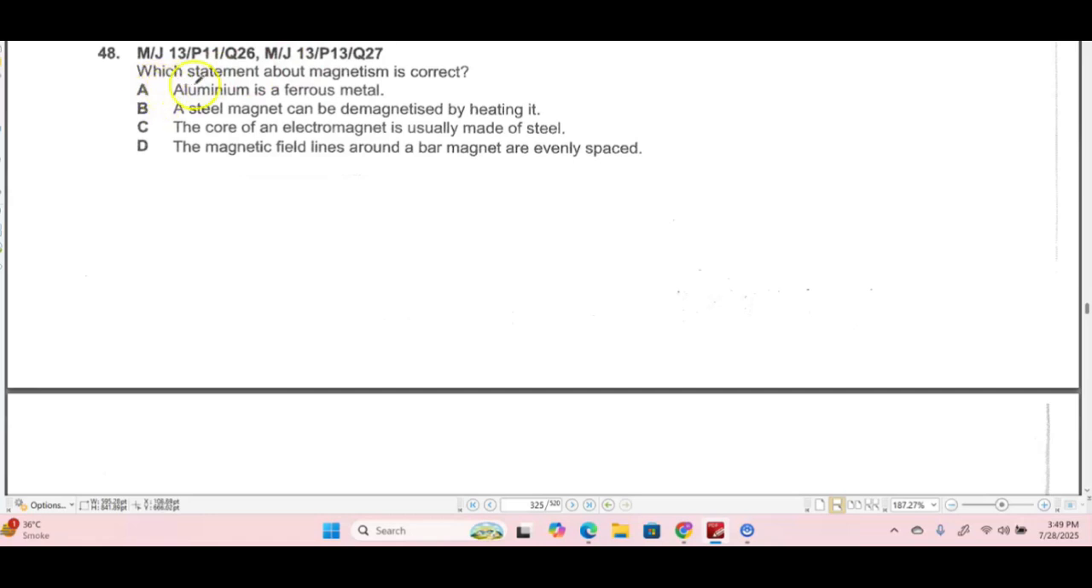Question number 48. Which statement about magnetism is correct? Aluminium is a ferrous metal. No, aluminium is not a ferrous metal. A steel magnet can be demagnetized by heating it. Yes, it can be demagnetized, but let's look at the other options as well. The core of an electromagnet is usually made of steel. No, it's made of soft iron. The magnetic field lines around a bar magnet are evenly spaced. No, they are not evenly spaced. So B is our correct option.